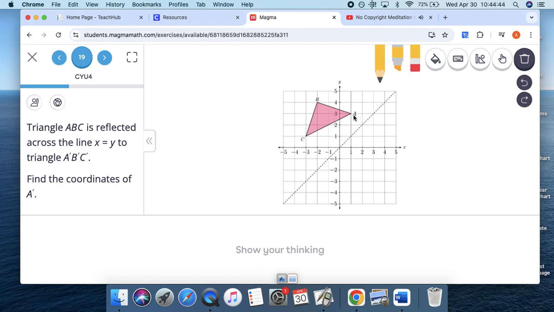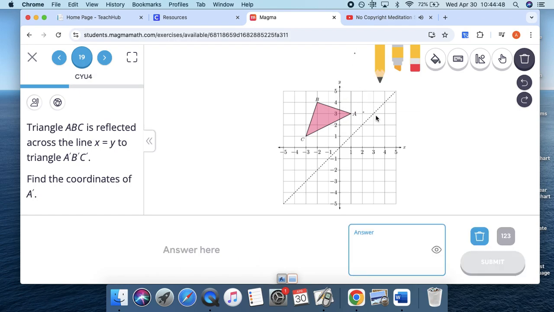So A prime, again, remember when it's a diagonal, we go through the boxes, right? So we're going to go this way, and then this way as well. So A prime would be right here. And what's the trick? Well, if you remember the rules of reflection, when y equals x, what was point A? It was 1, 3.